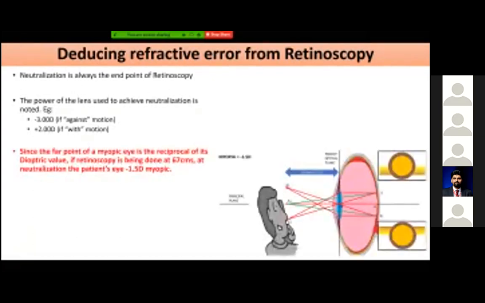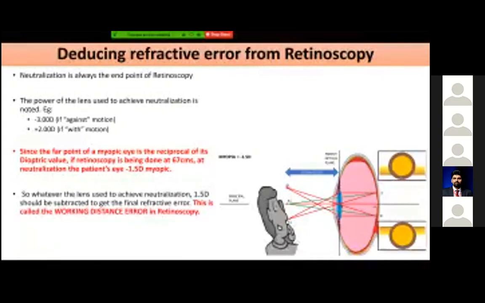Now, since we know that the far point of a myopic eye is the reciprocal of its dioptric value, if retinoscopy is being done at 67 centimeters, we know at neutralization, the patient's eye is -1.5 diopters myopic. So basically at neutralization, we are leaving the patient -1.5 diopter myopic. So whatever lens is being used to achieve neutralization, always -1.5 diopters should be subtracted to get the final refractive error. So this is called the working distance error in retinoscopy.